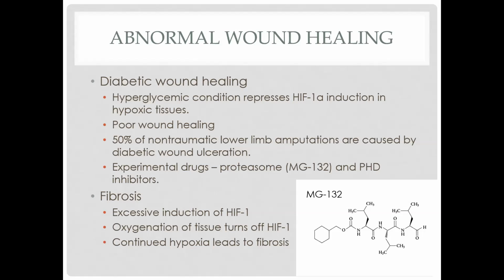Also, diabetic wound healing. It turns out that hyperglycemic conditions will suppress the induction of HIF-1 alpha in hypoxic tissues. That leads to poor wound healing in diabetics. And 50% of non-traumatic lower limb amputations are the result of poor wound healing of diabetic ulcers.